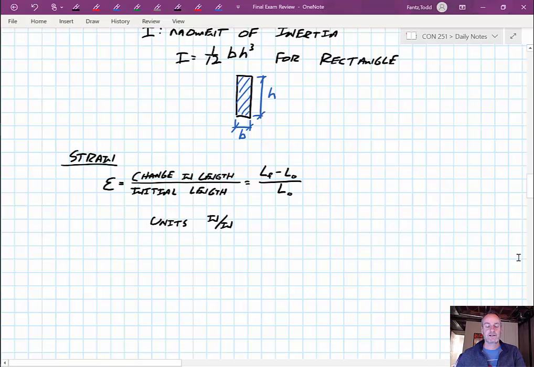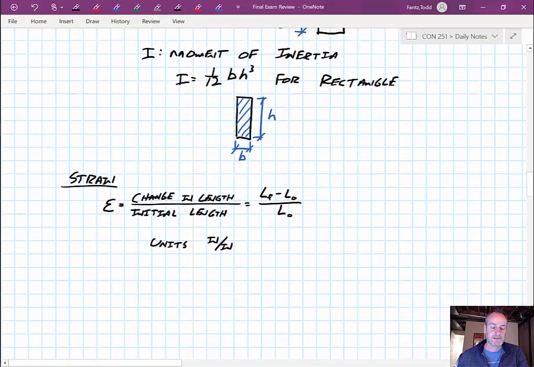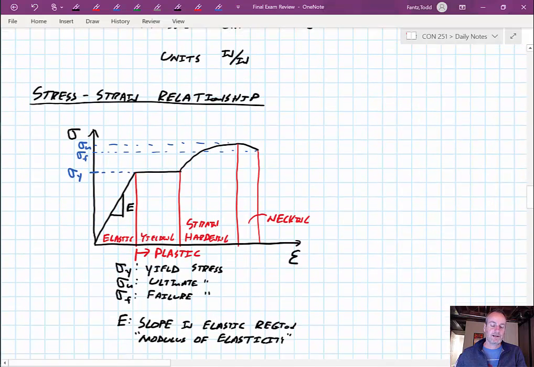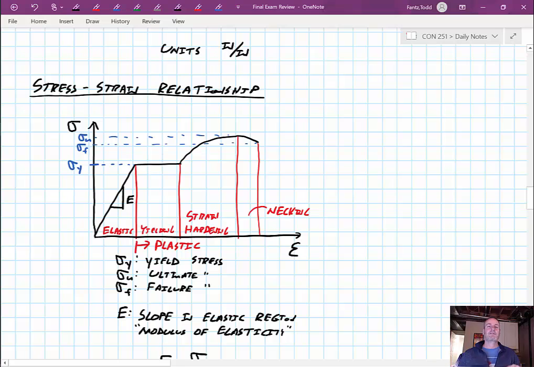And the reason we really looked at this is because then we developed this stress-strain relationship. Remember that whole thing? With our stress-strain relationship, we said every material will have its own stress-strain relationship, where we have stress on our y-axis and strain on our x-axis.